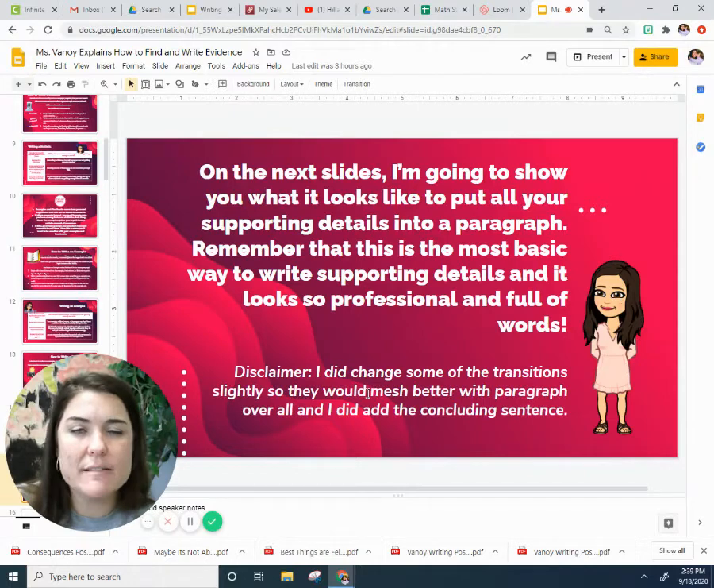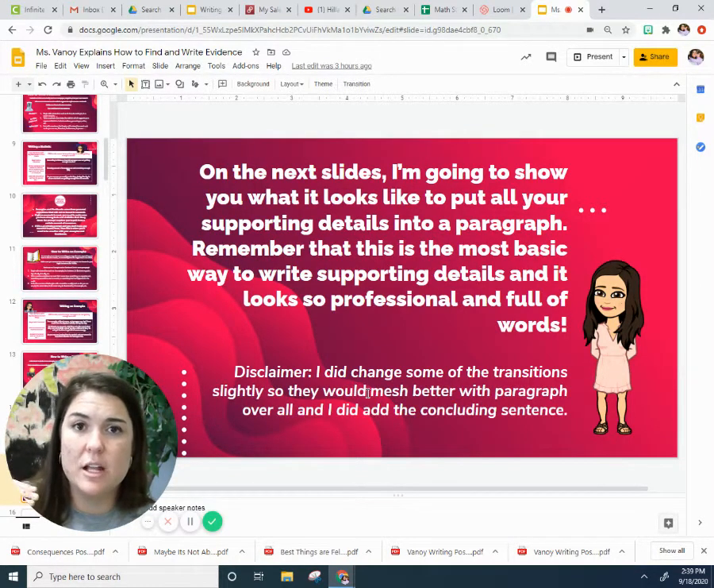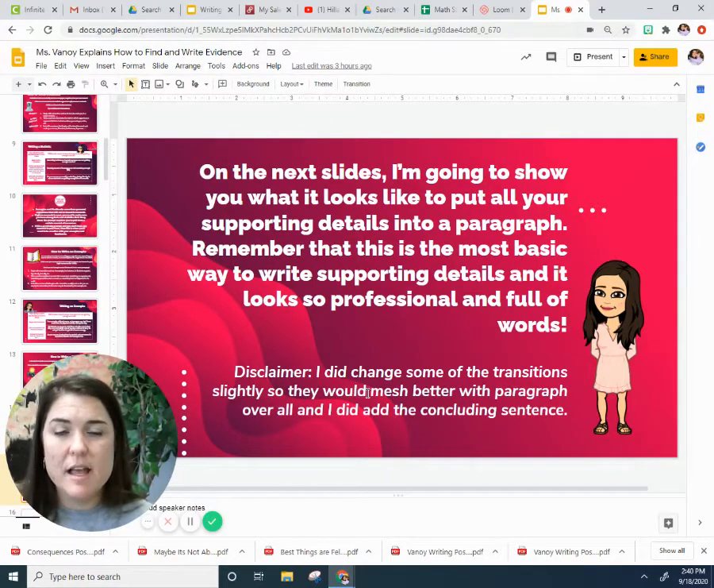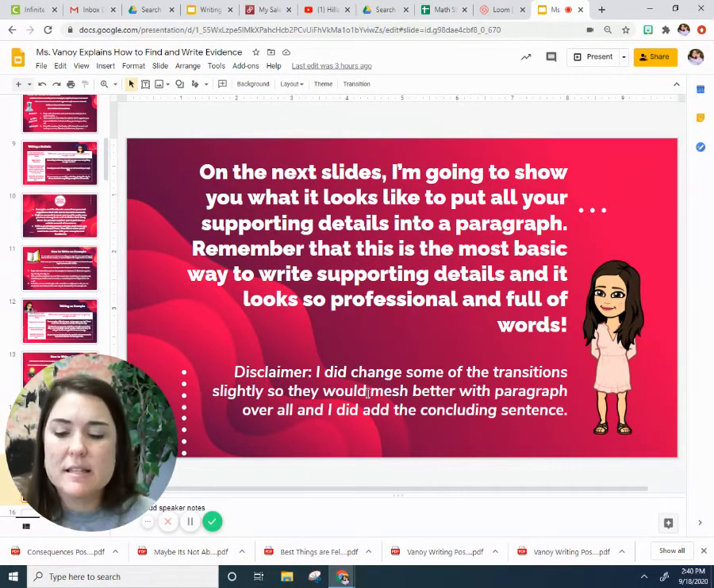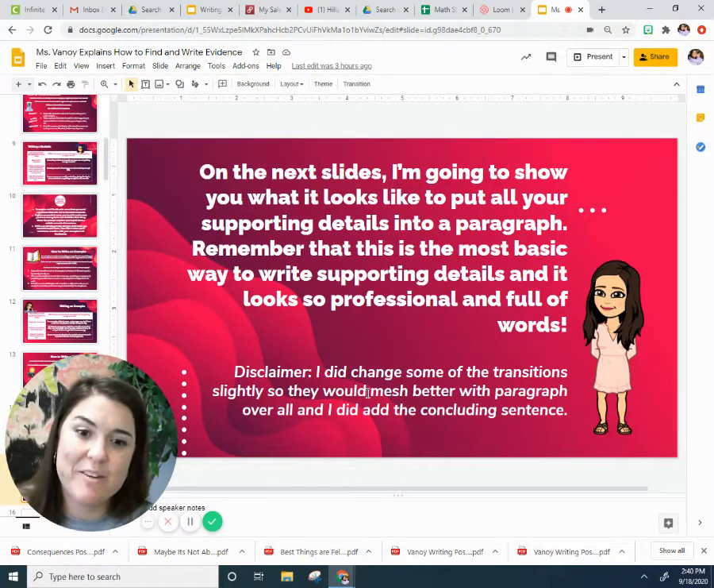Now, on the next two slides, I'm going to show you what it looks like to put a topic sentence, four different pieces of evidence, four different elaborations, and then a concluding sentence. I want you to see how we followed this pretty strict format, and we wrote it sentence by sentence. But when you put it together in paragraph form, it looks so professional. This is an easy format to follow that makes you a distinguished writer, because it helps you remember all the different parts of the writing piece and make sure you gave enough detail.